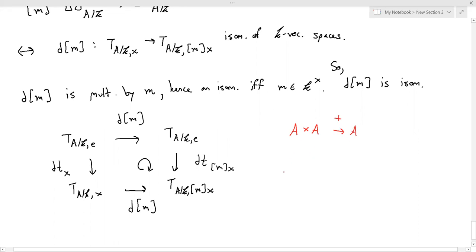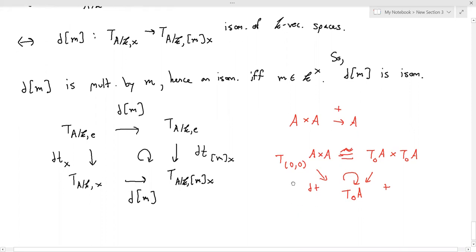Okay, and what do we want to do? Well, we want to look at things simultaneously. We have the tangent space at (0,0) of A cross A, which is the tangent space at 0 of A crossed with the tangent space at 0 of A, and then we have the tangent space at 0 of A. So there is an isomorphism like this. And then the map that goes down here is like d plus, for some terrible notation. And this map, there are some ways we could write it, but I'm just going to say that this map is plus. So really, you want to show this commutes, and if you do, then induction gives you what you want.